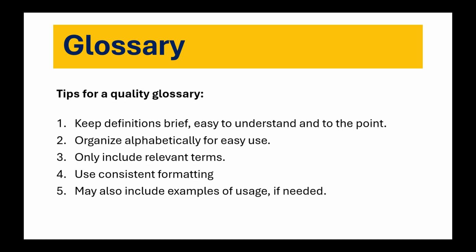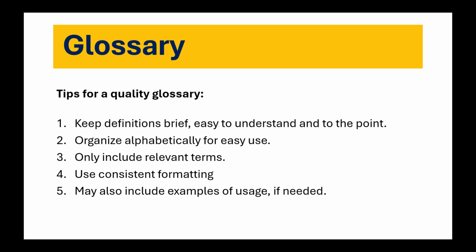Here are some tips for a quality glossary. Number 1, keep your definitions brief. Make them easy to understand and to the point. Number 2, list them alphabetically. This will make it much easier for people to look up a word. Unless you are going to create a glossary where you would say chapter 1 and then list those words, and then chapter 2 and list those words. But if you do it like that, still list them in alphabetical order within those parameters.